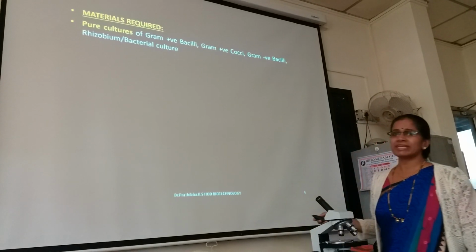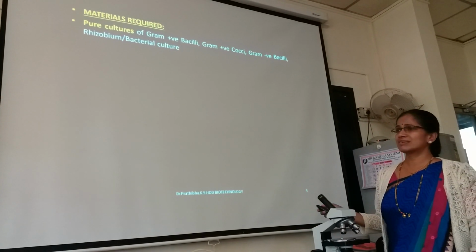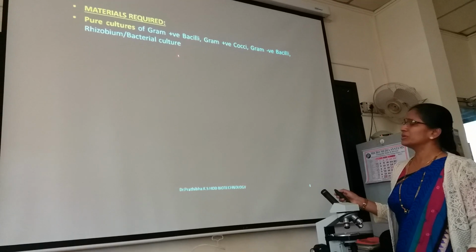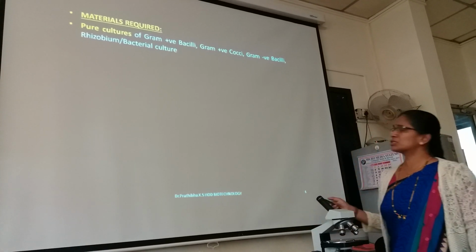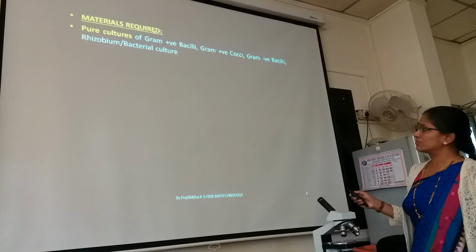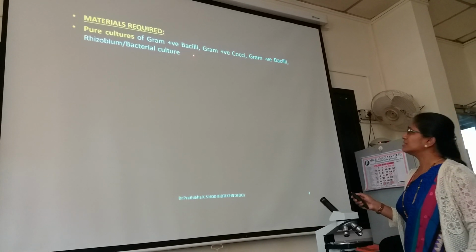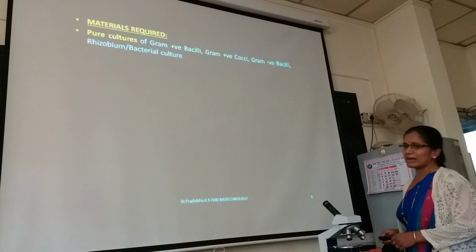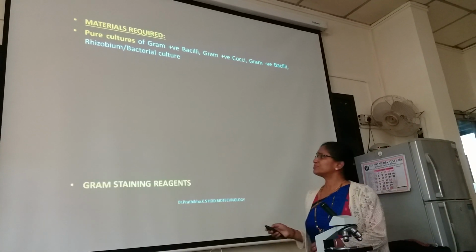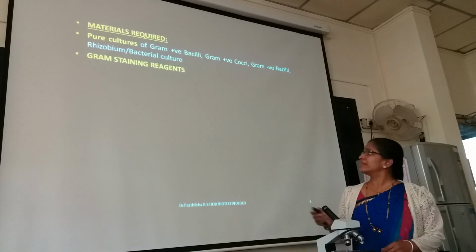First and foremost, for this experiment we need pure cultures. You may procure a bacterial culture, or you can also get rhizobium root nodules to perform this gram staining. Apart from that, you can also have pure cultures of gram positive bacilli, gram positive cocci and gram negative bacilli. Then we need gram staining reagents.